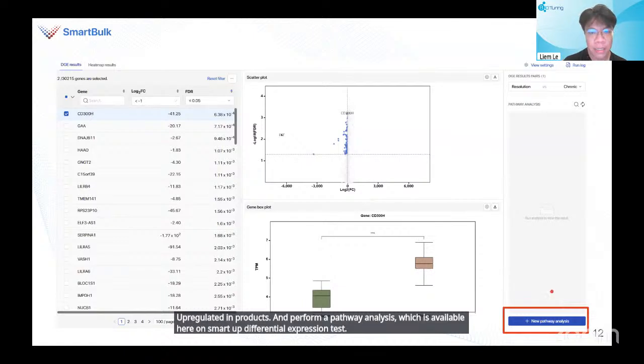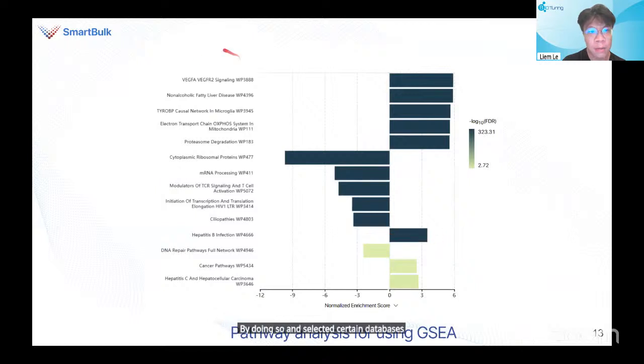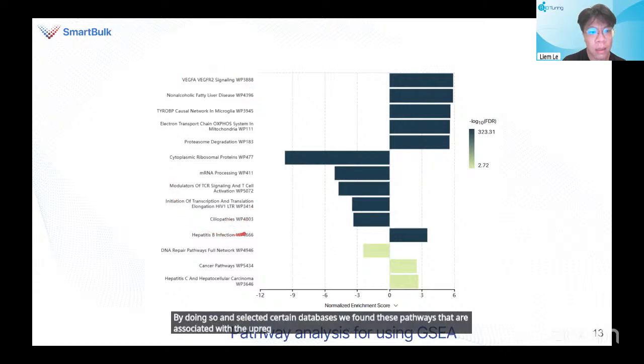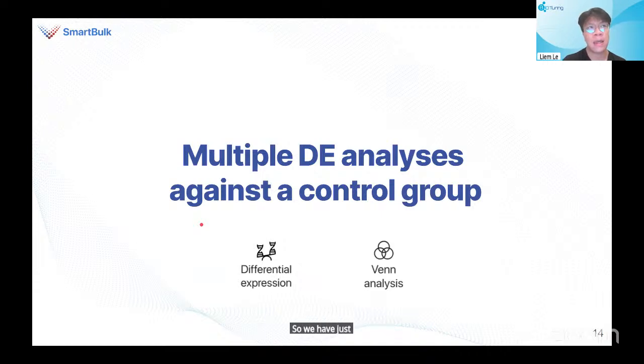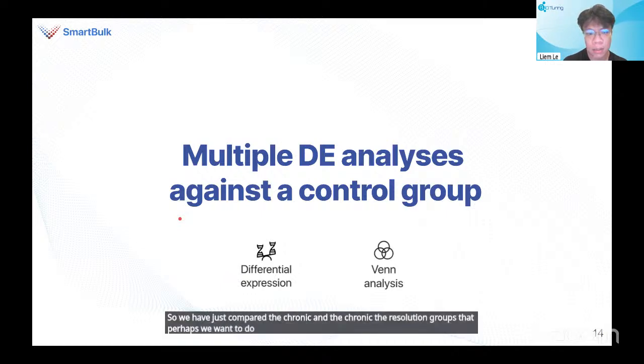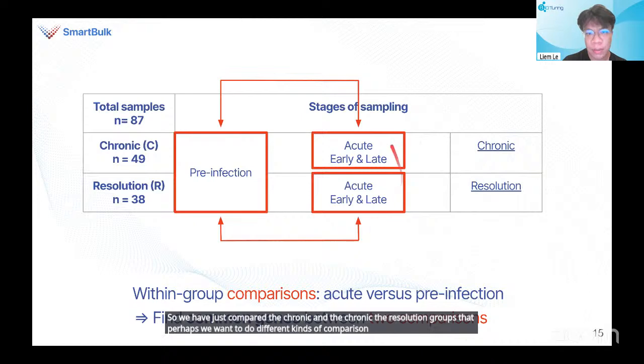By doing so and selecting certain databases, we found these pathways that are associated with the upregulated genes we found with DE. And you can also see that there are some terms related to hepatitis in our results of enrichment analysis. So we have just compared the chronic and the resolution groups, but perhaps we want to do different kinds of comparison. For example, during the acute phase, where we have a lot of viral activity, we also want to investigate them against the pre-infection state.